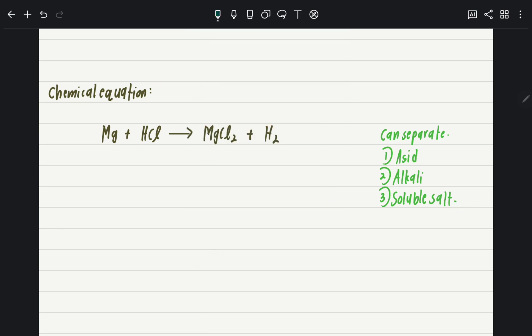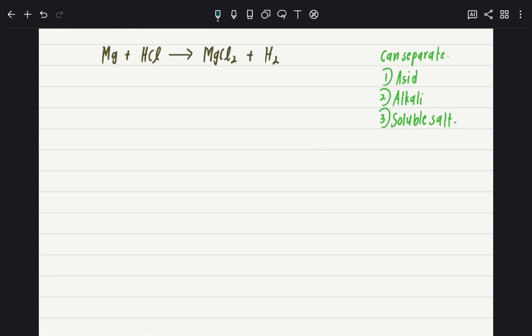Then which ones can you not separate? There are a few things that you cannot separate. You cannot separate atoms, you cannot separate molecules, and you cannot separate insoluble salt. You cannot separate these 3 items.